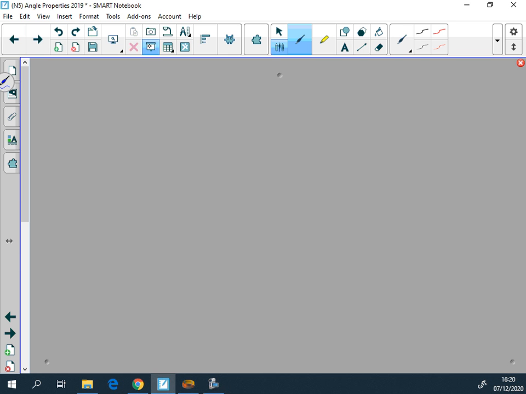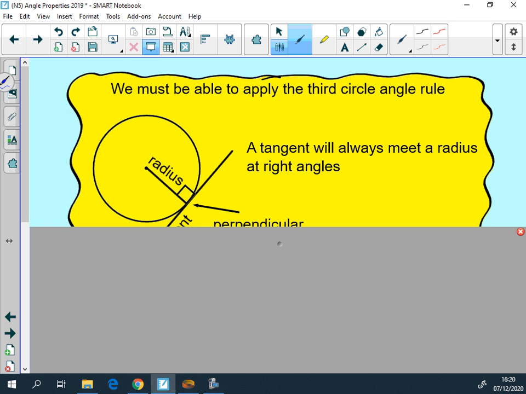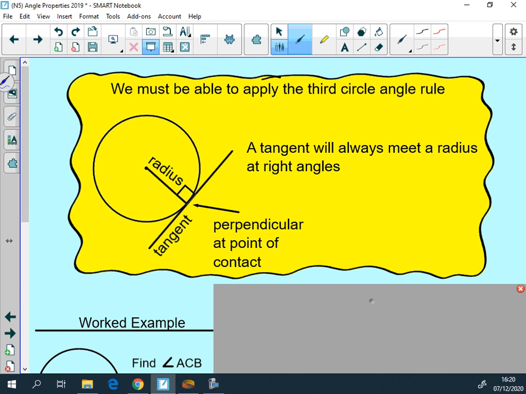Now, last one. This is our third circle angle rule, and then we'll look at trying to put a few of these together. The last one's to do with what's called a tangent. A tangent is a line that meets a circle in one place and one place only. That tangent is perpendicular, so it forms a right angle with a radius that meets it where it's touching that circle. Essentially, if you've ever got a radius and a tangent, they're always going to meet at a right angle, so 90 degrees.